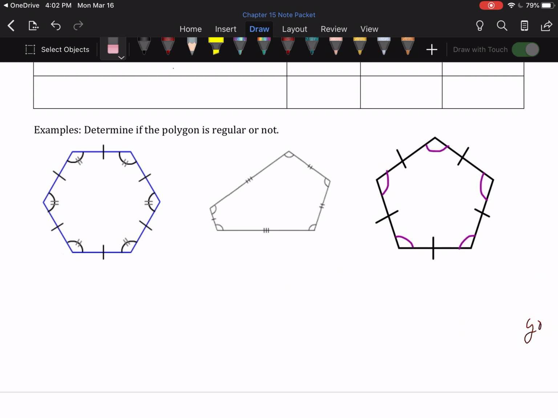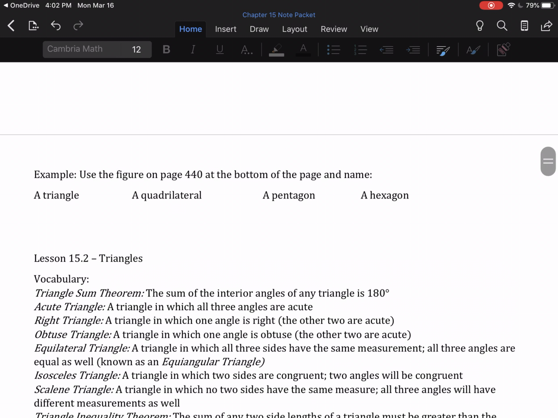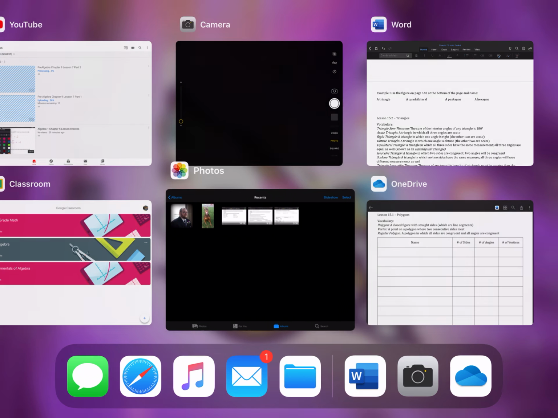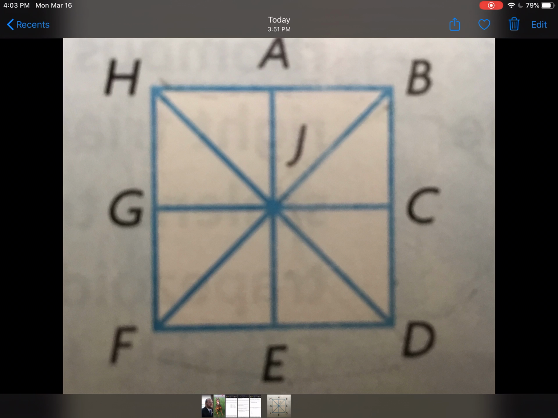The next bit is the part that, well, it gets a little crazy pants. So the notes say use the figure on page 440 at the bottom of the page and name a triangle, a quadrilateral, a pentagon, and a hexagon. So this is going to be a 3-sided, 4-sided, 5-sided, and 6-sided shape. I'm going to jump over to that image, which I have hiding here. Make it nice and big for us. It's a little blurry, I apologize for that.